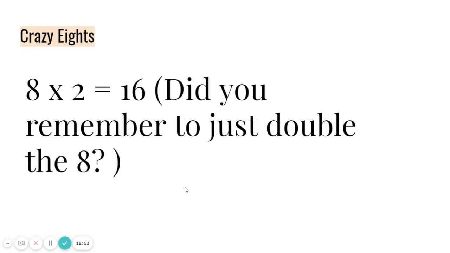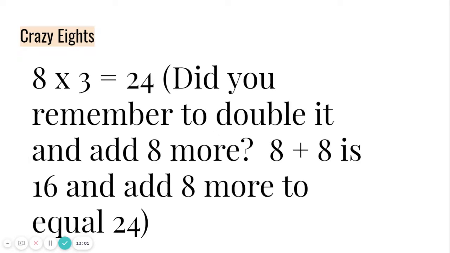8 times 2, tell me you remember to double it. 8 and 8 is 16, because you got 2 8s. 8 and 8 is 16. Very easy. Okay, 8 times 3 is 24. Did you remember to add 8 and 8 is 16, and 8 more is 24.